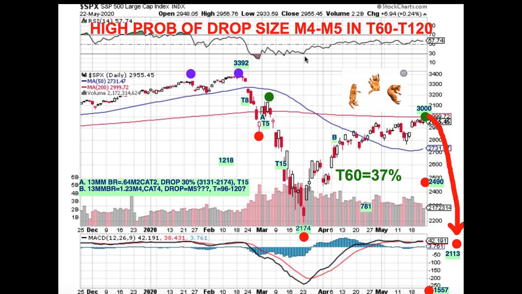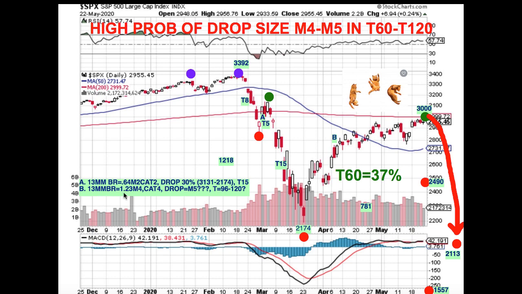So the question remains whether the magnitude of the drop is going to be an M4 or M5, and whether the time frame is going to be T96 to 120. Okay, so there's a variation there.